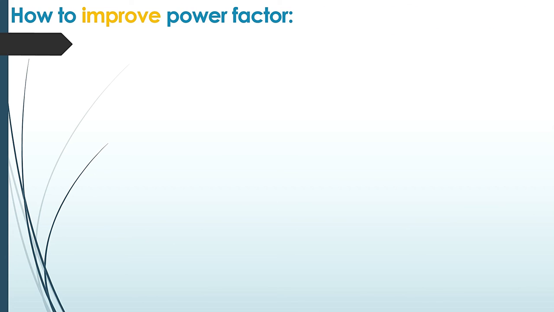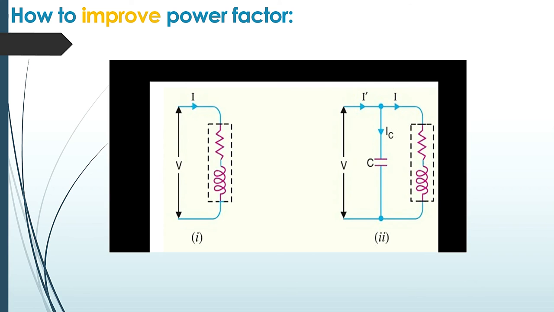So how to improve the power factor? This is the first circuit you see. There is only a resistor and an inductor, so the circuit is like that. We want to improve this one. We are adding one capacitor in parallel to improve the power factor.